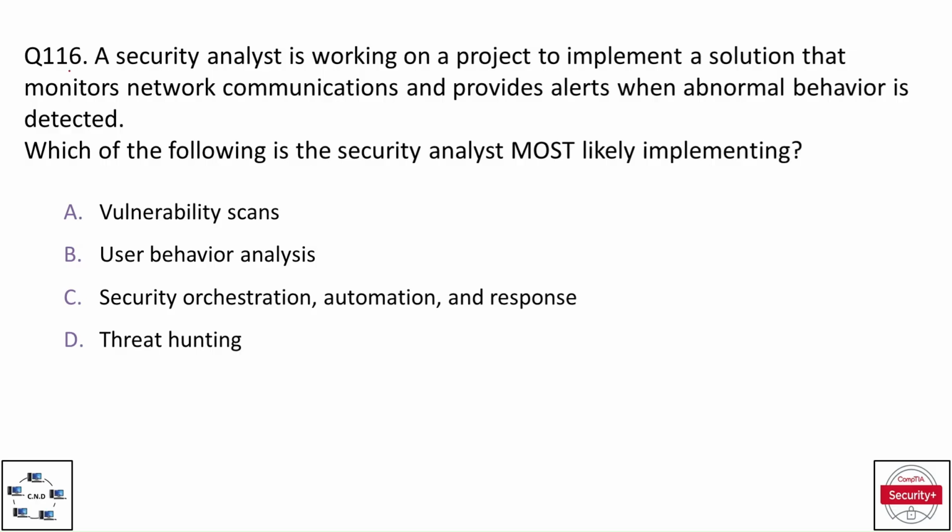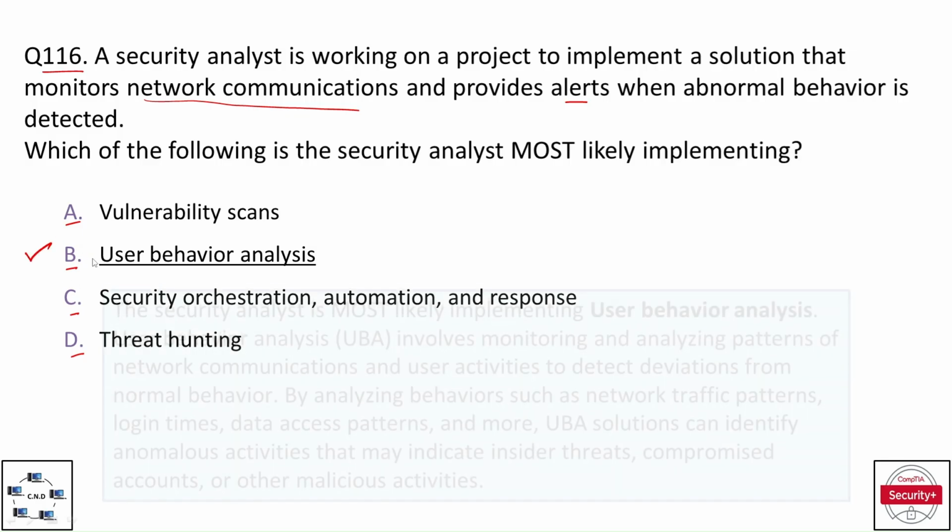Question number 116. A security analyst is working on a project to implement a solution that monitors network communication and provides alerts when abnormal behavior is detected. Which of the following is the security analyst most likely implementing? And the options are option A, vulnerability scans, option B, user behavior analysis, option C, security orchestration, automation and response, and option D, threat hunting. And the correct option is option B, user behavior analysis.